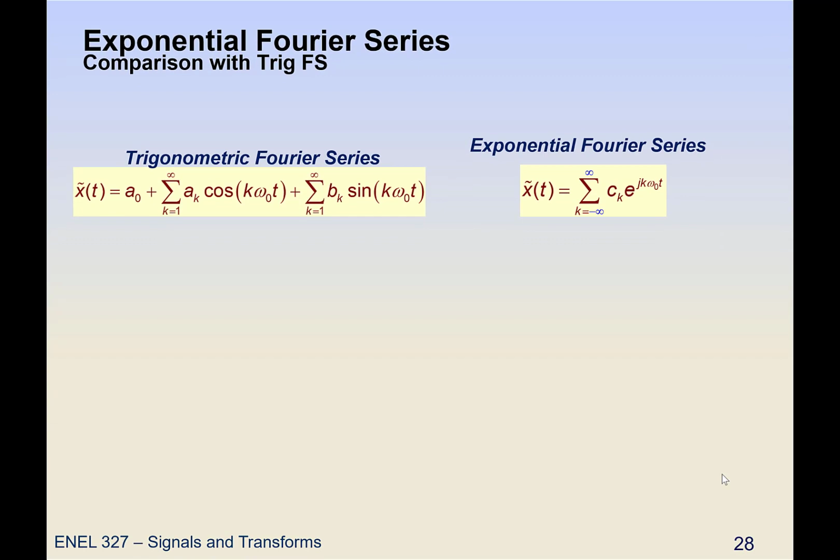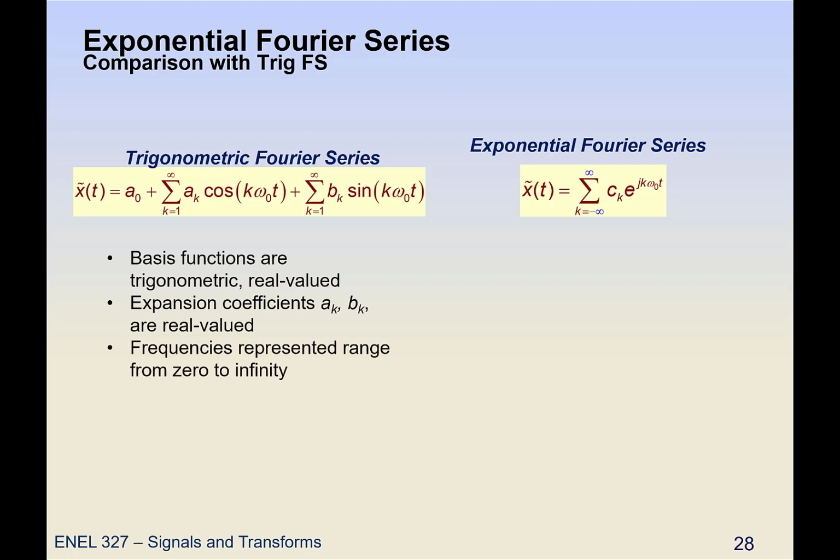So the trigonometric Fourier series and exponential Fourier series are shown. In the trigonometric Fourier series, the basis functions are trigonometric, cosine and sine, which are always real valued. The expansion coefficients, a and b, are also real valued. The frequencies represented range from 0 to infinity.